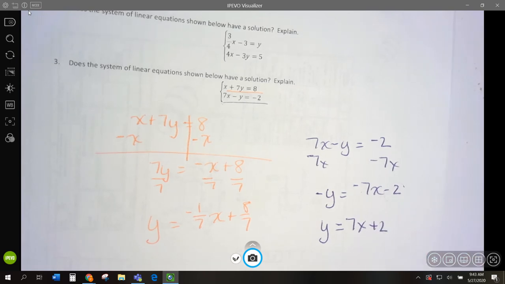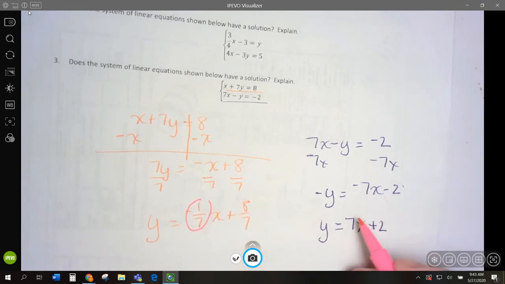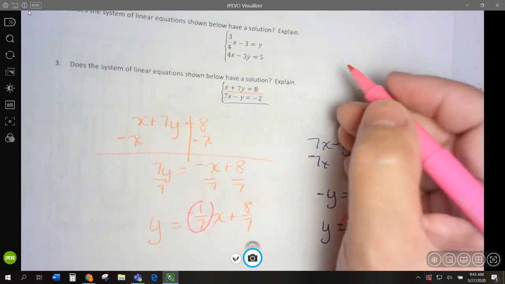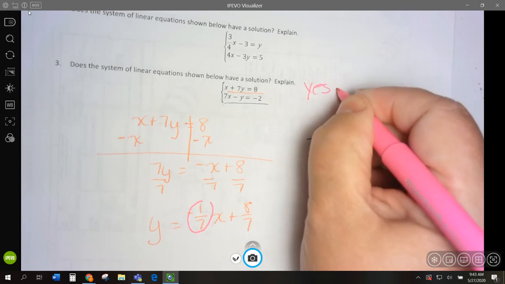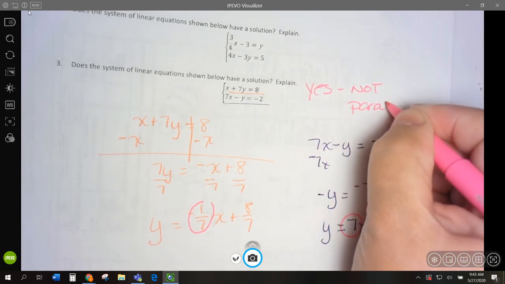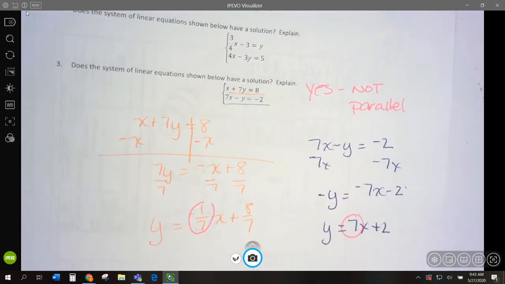Now let's compare our slopes. We have a slope of negative 1/7 here and a slope of 7 here. Not the same slope, right? So these are not parallel. So is this going to have a solution? Yes, because they're not parallel. Remember, to be parallel, they have to have the same slope but different y-intercepts.